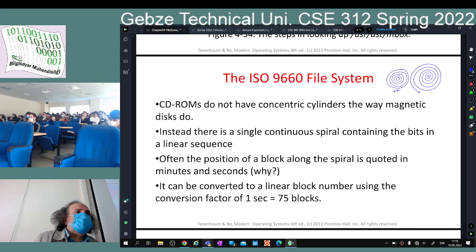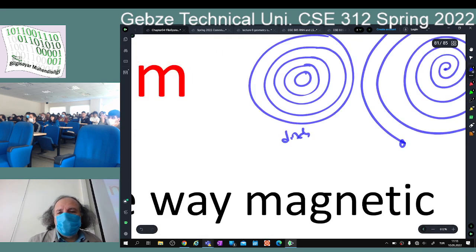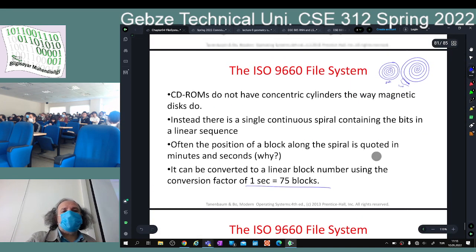Well, in the data world we don't talk about minutes and seconds, so it is easy to convert between them, because 1 second of data corresponds to 75 blocks, if you like it that way. So if this is 1 second, there are 75 blocks inside 1 second. Okay, they work just that way.